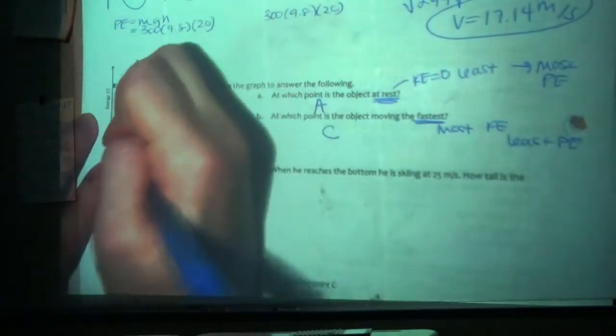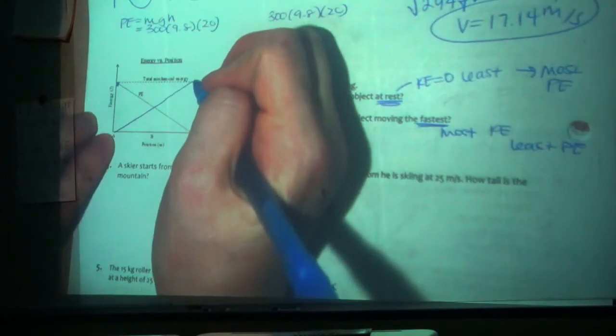You also can think about it: if your potential graph looks like this, then your kinetic graph would look like this, the complete opposite. So the least kinetic was A, and the most kinetic, or the fastest, would be point C at the end.